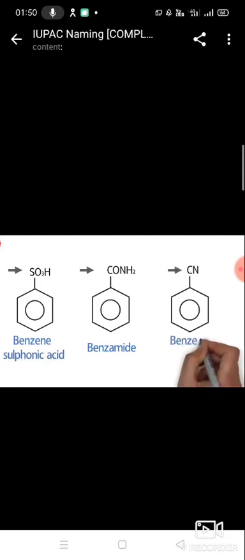Learn all these compounds. Next, SO3H, CONH2 and CN. CONH2 is benzamide: benzene with an amide group, benzamide. Benzene with sulfonic acid is benzenesulfonic acid. Benzene ring with cyanide is benzonitrile. Look at these here, where more than one functional group is present: COOH and NO2. Next one, two groups are there, carboxylic acid and a nitro group on the benzene ring.